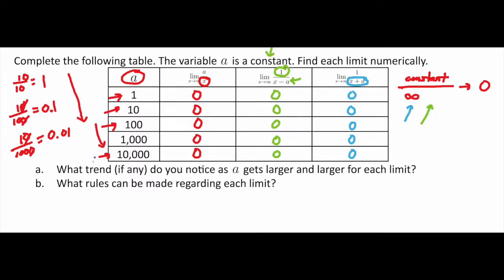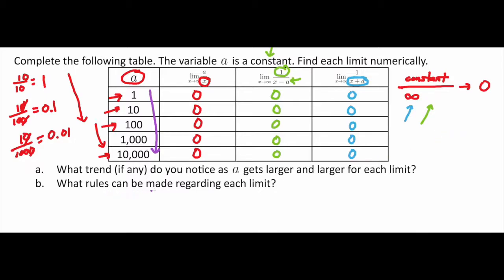It says, for a, what trend, if any, do you notice as a gets larger and larger for each limit? And the trend is, there is no trend. If it's constant, it does not matter how big this constant is. The constant's getting bigger and bigger, but it's not going to infinity. So anytime you divide by infinity, you end up with 0.